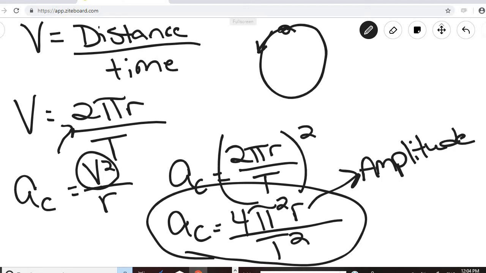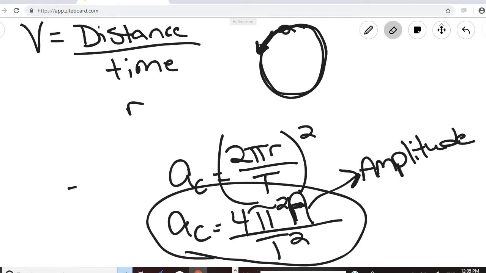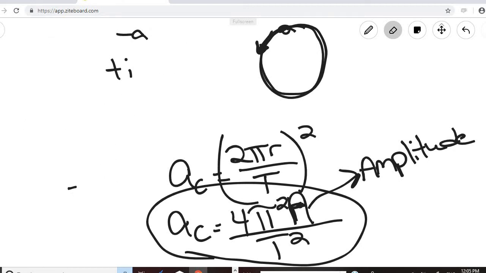It's like uniform circular motion, but it's in a single dimension instead of two-dimensional. So we can use this equation for acceleration by replacing the radius that we used in uniform circular motion with the amplitude if we're talking about a mass spring system. Okay, so then what do we have?